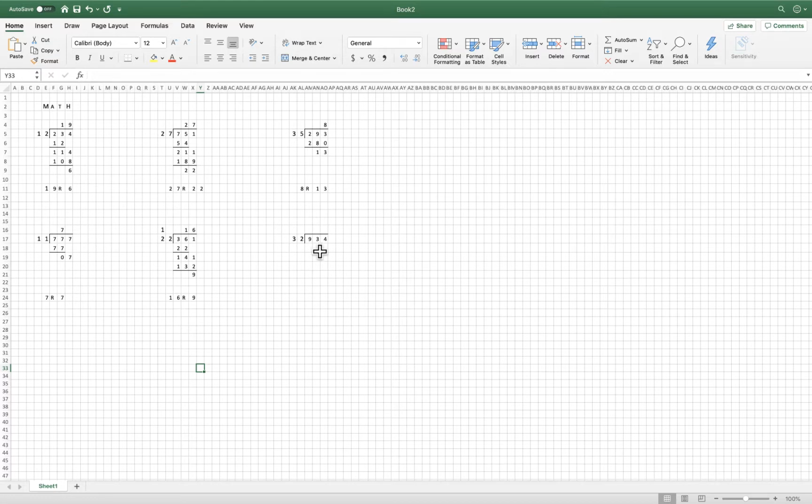So 32 into 93. 2 times 32 would be 64. 3 times 32 would be 96. That's too much. So we're going to put 2. 2 times 32, 64. Let's draw the line. And let's subtract. I'm going to borrow 10 from the tens column and add it to my 3 to get 13 minus 4 is 9. I had to borrow 1 from this 9, so it's really an 8 minus 2. Minus 6 is 2 for 29. I'm going to bring down the 4.